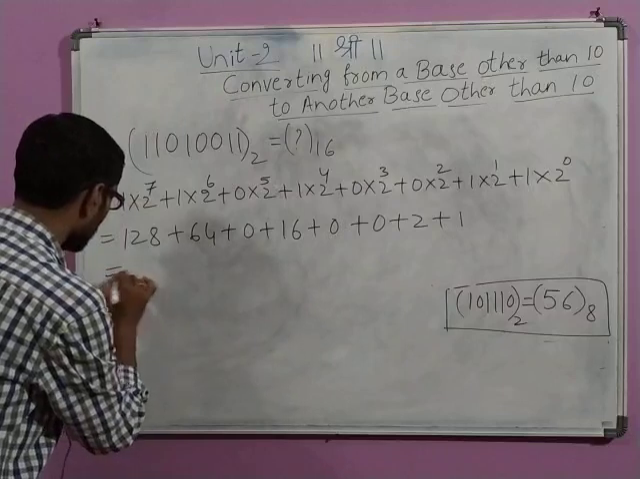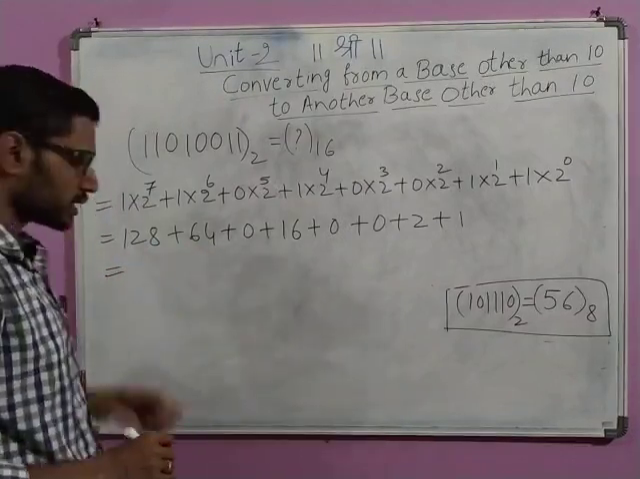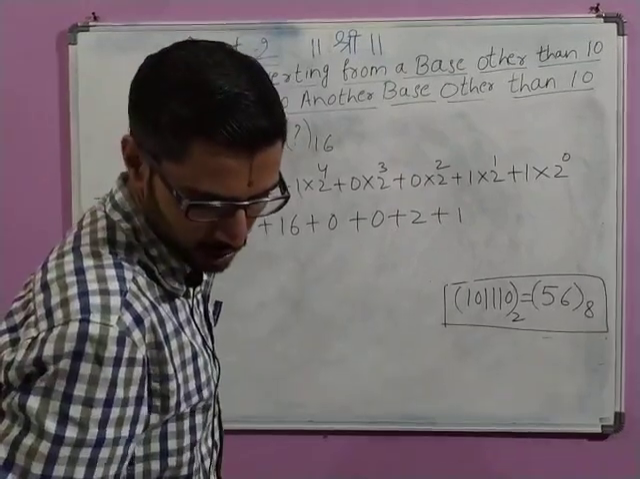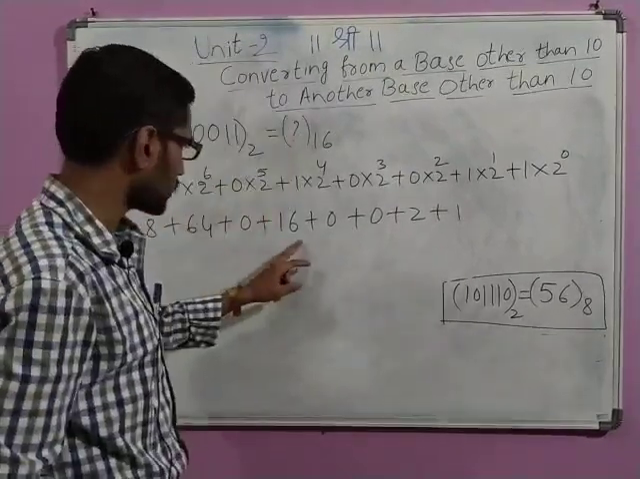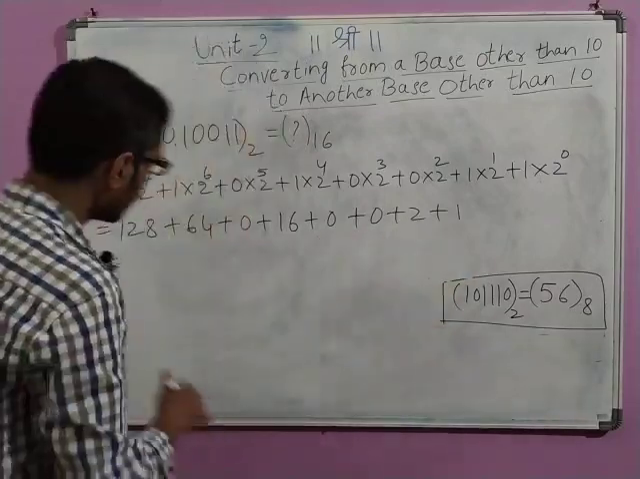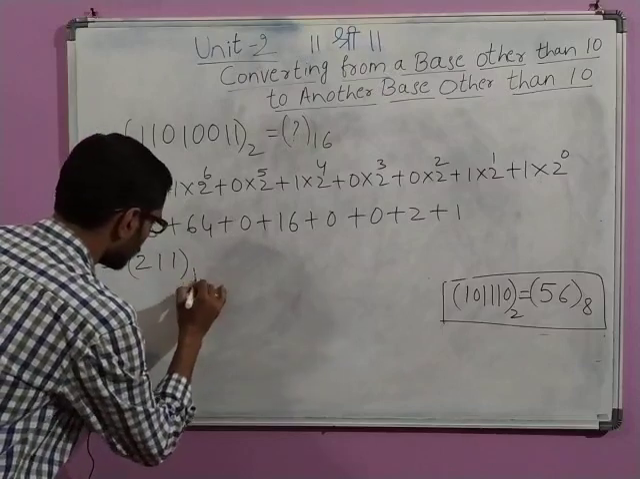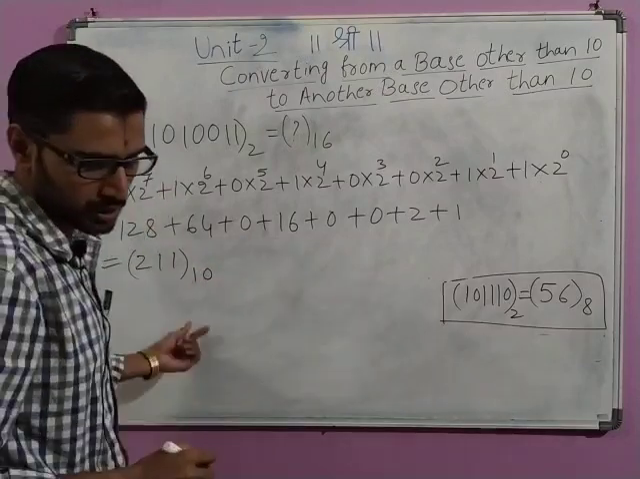Now what would be this result? If you add up all this, you will get 128 plus 64 plus 16 plus 0, 0 plus 2 plus 1. So this will be 211. 211 to the base 10.